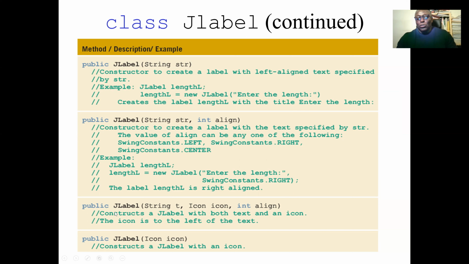Also, we have another constructor, as we said earlier, an image. So we have the string, we have icon, then the alignment. So construct JLabel with both the text and also an icon. And the icon is to the left of the text. Or construct JLabel with only an icon. So again, these are all constructors for the JLabel class.